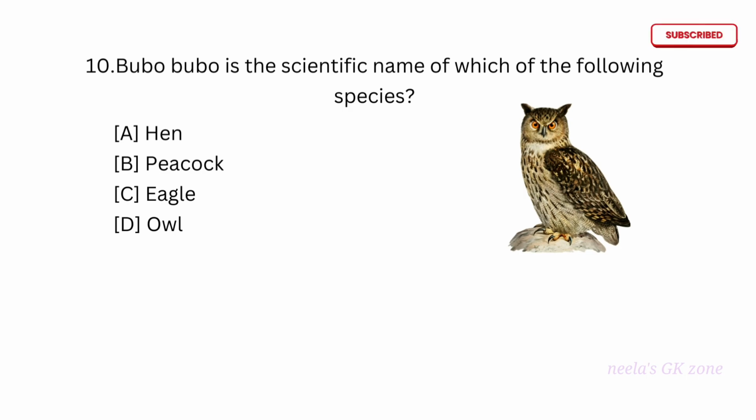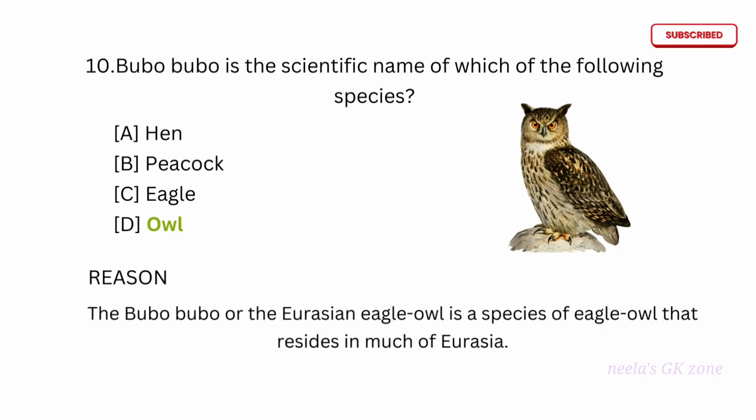Bubo is the scientific name of which of the following species? Hen, peacock, eagle, owl. And the answer is owl. The Bubo bubo, or the Eurasian eagle owl, is a species of eagle owl that resides in much of Eurasia.